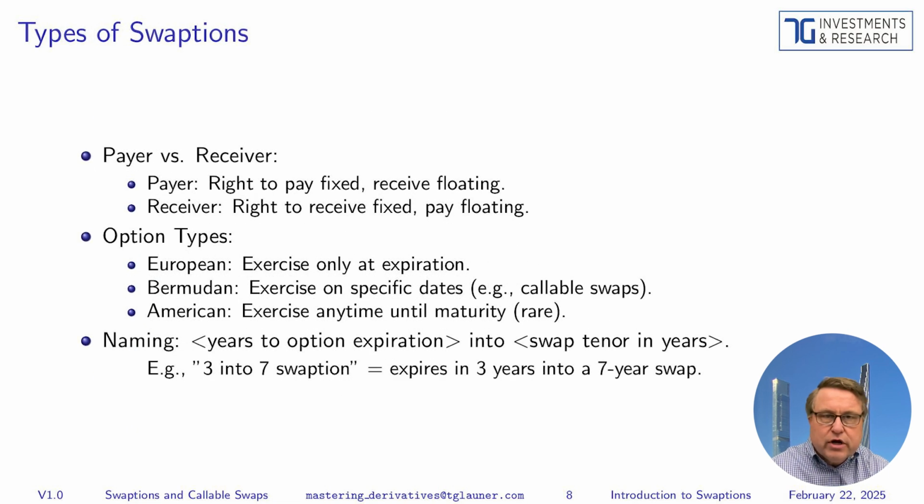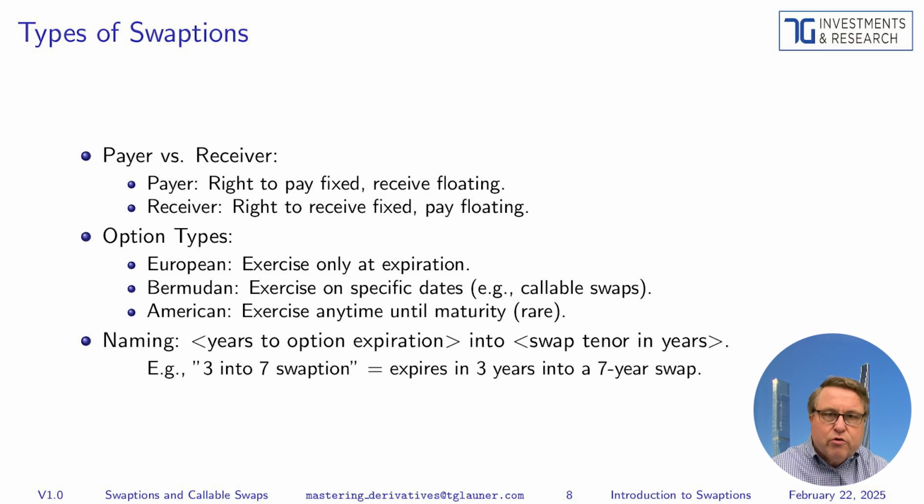Swaptions can be categorized as either payer or receiver. So a payer swaption gives holders the right to pay fixed and receive floating rates in the future. Receiver swaptions provide the right to receive fixed and pay floating rates.